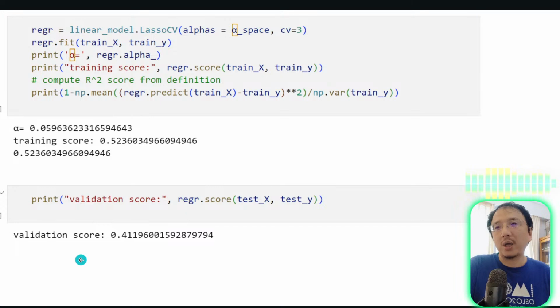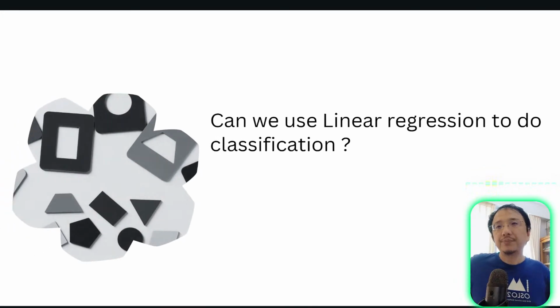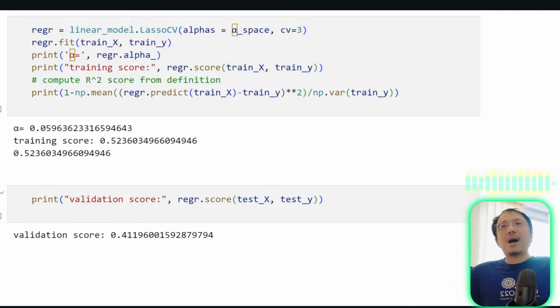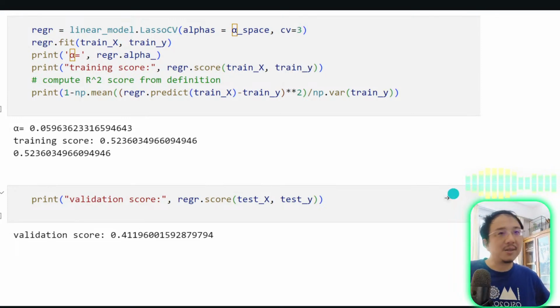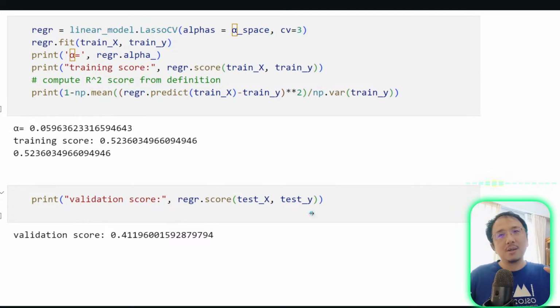So in this case, we get a validation score of like 0.4, which is still okay. I'm not trying to optimize the method to achieve the best result. I'm just demonstrating how you can use this method.